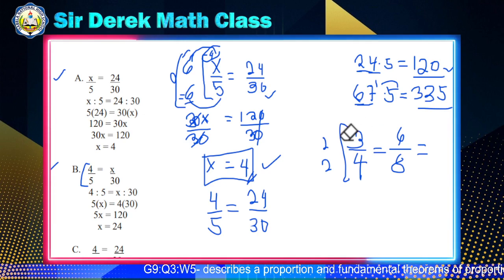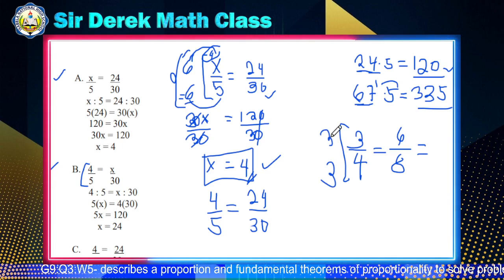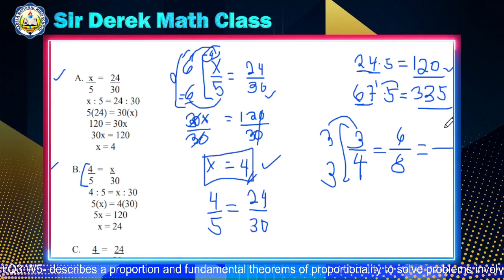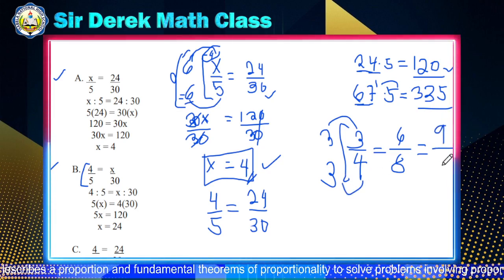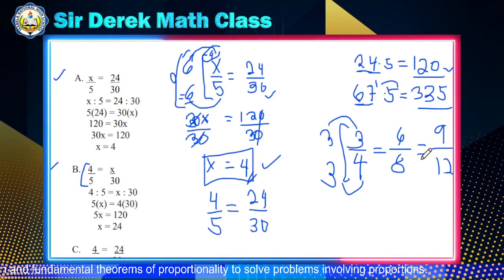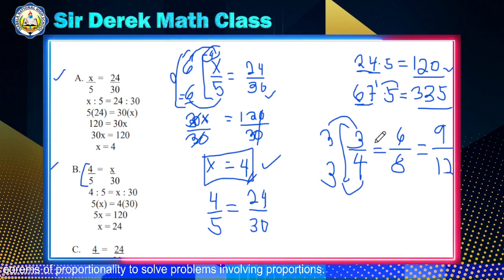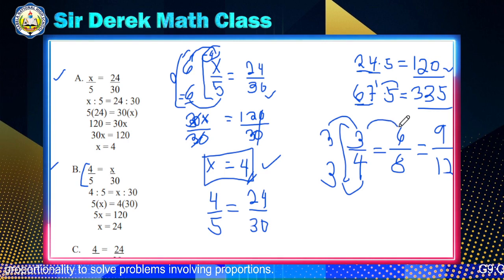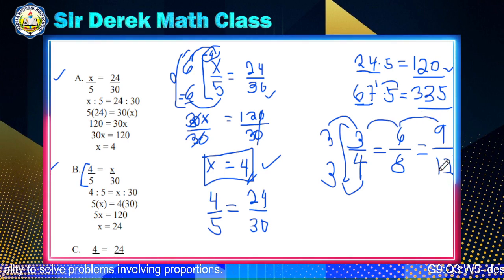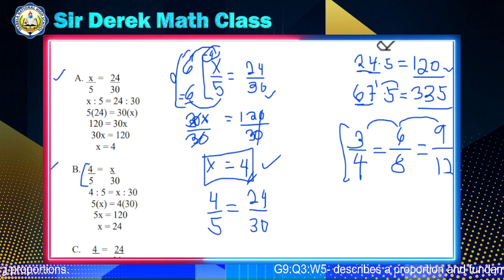Sige, magmultiply ako ng 3. Yan, 3 dito, 3 din. So, 3 times 3, that will make a product of 9. And 3 times 4, that is also 12. See, we can also generate another ratio that is proportional to the original ratio, which is 3/4. And take note, these 3 ratios are also proportional. Again, let us try another. Let us generate another ratio that is proportional to the original ratio, which is 3/4.